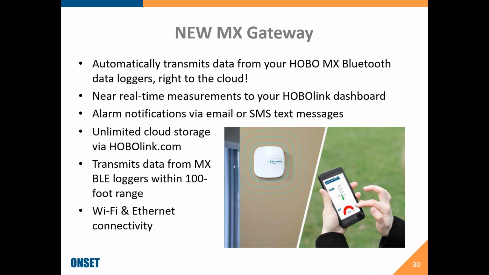That gateway indoors, again, needs to be within 100 feet to transmit. It will pick up everything within range. You have unlimited alarm notifications that you can set up and send to multiple people. You also have unlimited free cloud storage using a free HOBOlink account. And again, Wi-Fi or Ethernet connectivity. That gateway does need to be plugged into power, but it gives you the option to monitor a building and set up, pardon me, alerts or alarms when you're outside of the building.